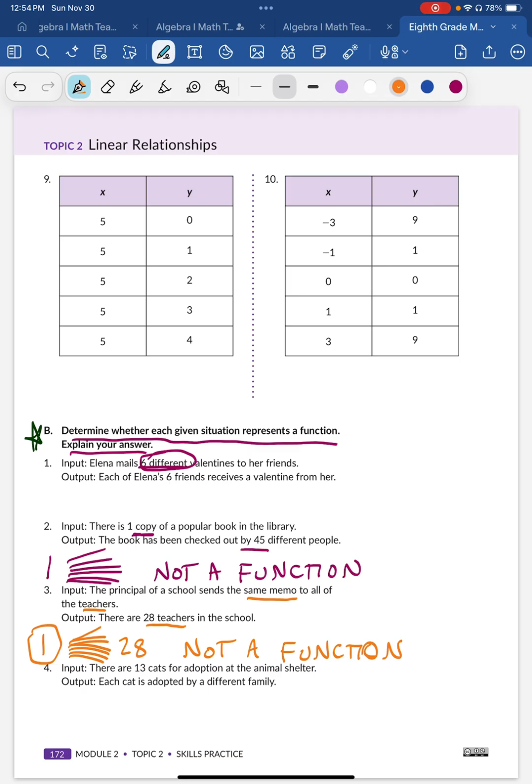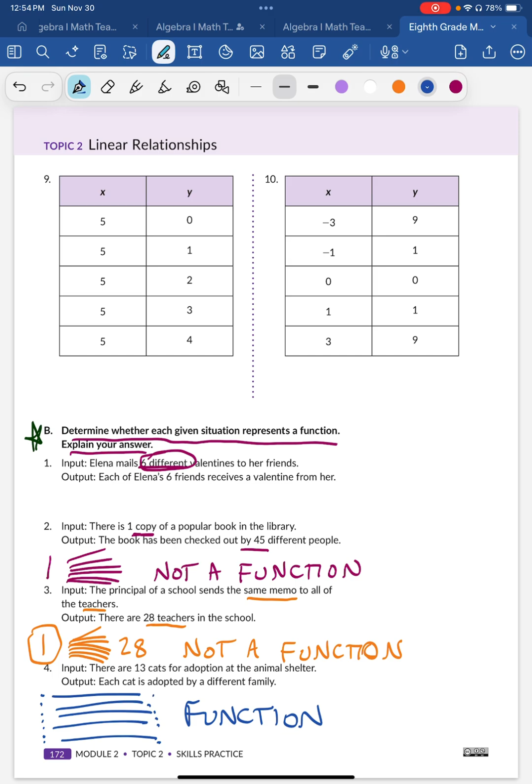There are 13 cats for adoption at the animal shelter, and each cat is adopted by a different family. So that would be a function. 13 cats. Let's pretend like that's 13. 13 families, and they each go to one. So that would be a function.